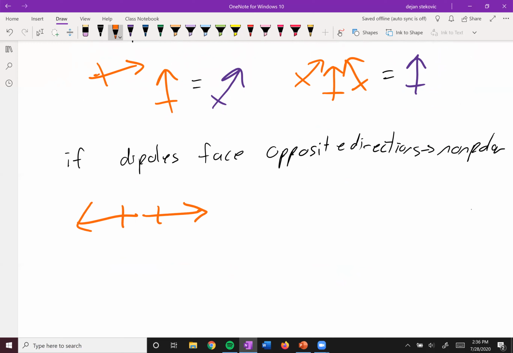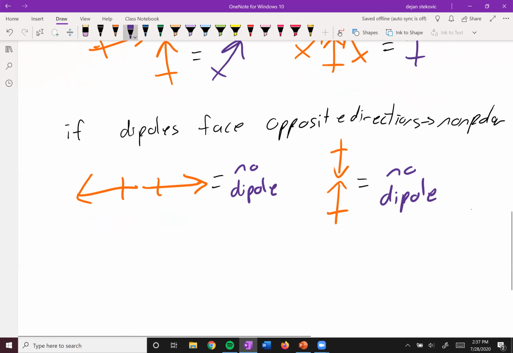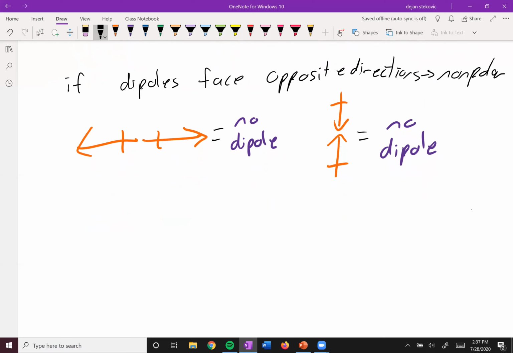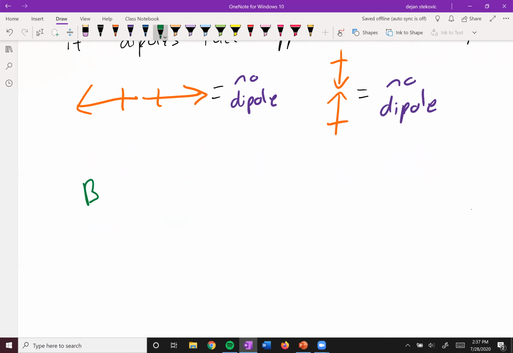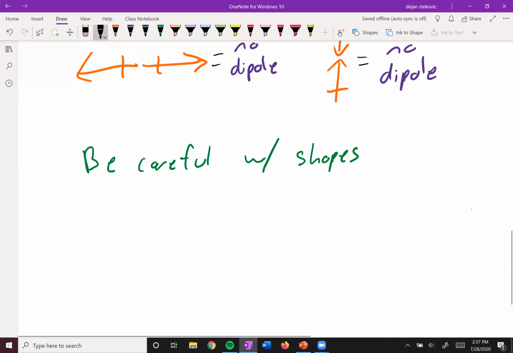So if we have these two arrows, kind of like carbon dioxide, they'll cancel each other out and there'll be no dipole. And same thing, if they're facing towards each other, they're still facing opposite directions, right? This one's facing down, this one's facing up. These will also cancel out, and so there'll be no dipole right here. And so overall, this seems relatively simple. One thing you have to really be cautious of is shapes, right? So be careful with shapes. These can really mess you up if you're not careful.